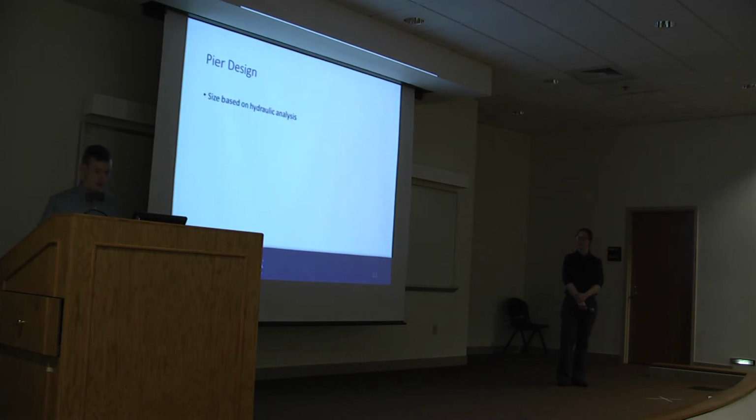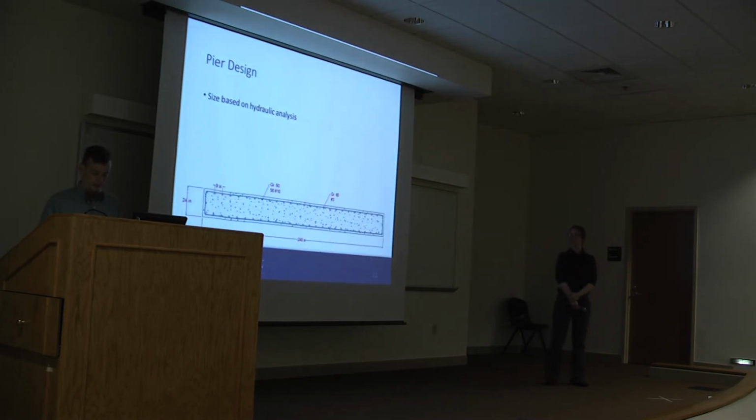The pier design was based on the hydraulic analysis for their worst case scenario of the backwater from IDNR. For them, that was a 2-foot wide square pier. So using that as our basis, we, according to ACI, had to put in 1% of the gross area in reinforcing. So that's where we got the size of our steel.